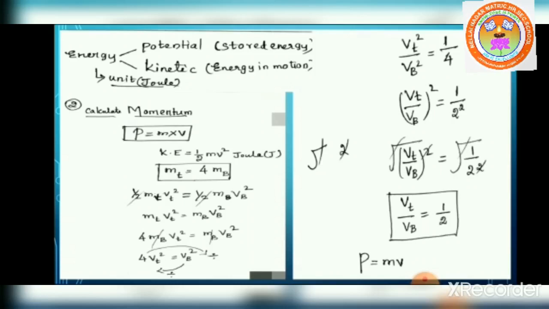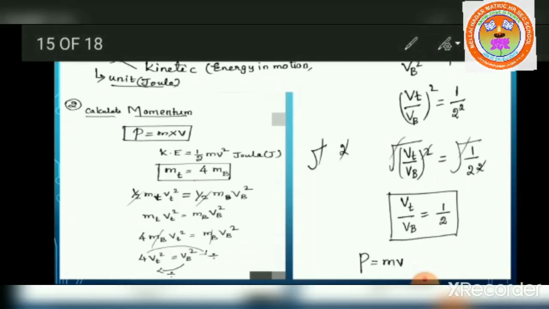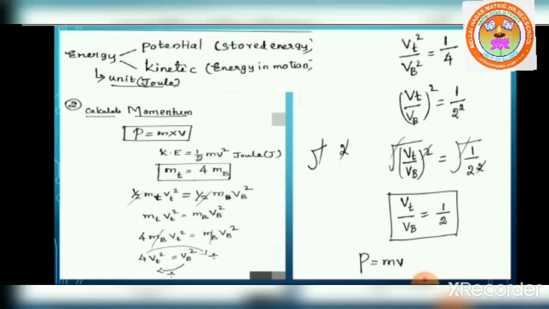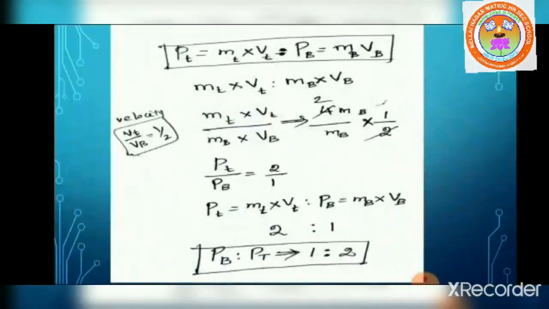Already we know that in the mathematical rules, root and square cancel. So we should take the root on both sides. So the root of Vt by Vb square is equal to the root of 1 by 2 square. So we cancel the root and square. So Vt by Vb is equal to 1 by 2. And the linear momentum formula is P is equal to m into V. So we should apply this momentum formula.